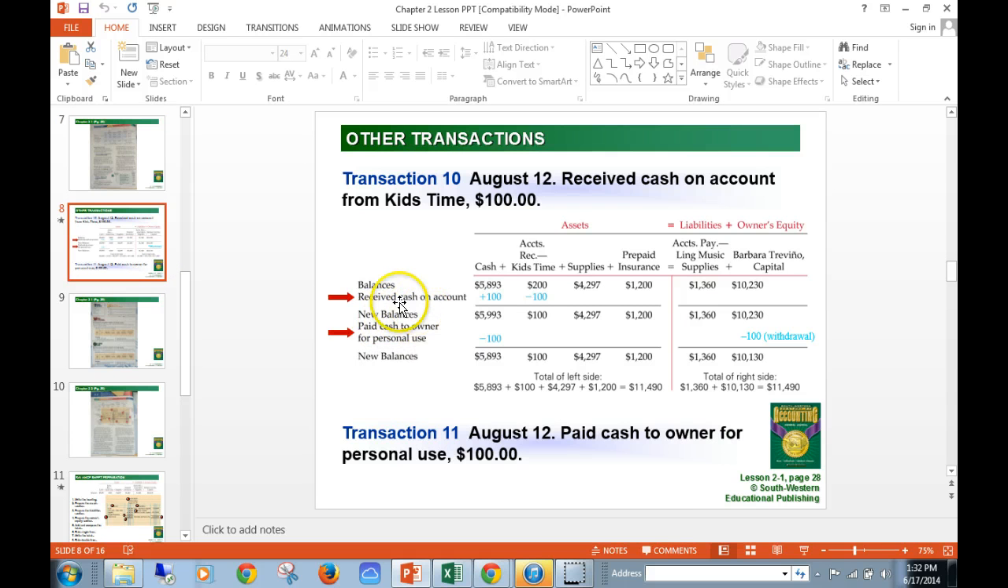So let's take a look at this. We received the cash of $100, but we're going to subtract it from what they owe us. So now they still owe us $100. So we increased and we decreased the same amount of an asset. Therefore, our balance is still going to equal out. Okay? So whenever someone pays you back, this is where it is recorded.